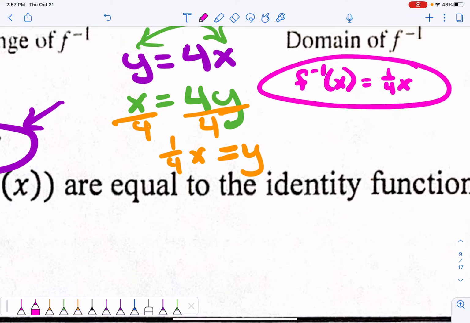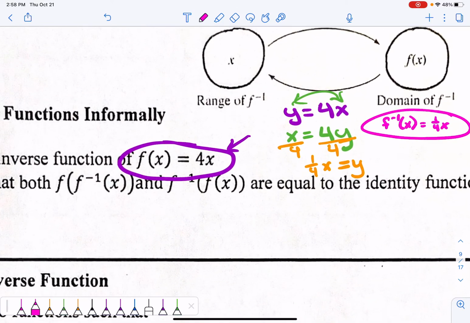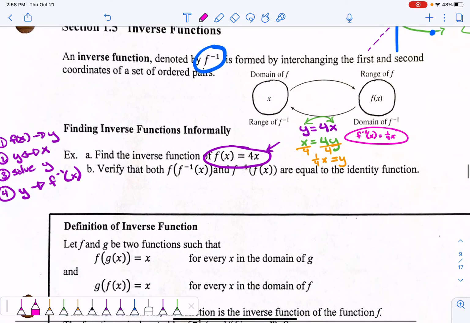Okay, now in the last section, in section 1.4, we talked about composition functions, okay? And composition functions was like sticking one function inside of the other. So in part B, we're going to be doing the compositions, but we're going to be plugging them into each other, and I'll show you kind of how this works, okay?